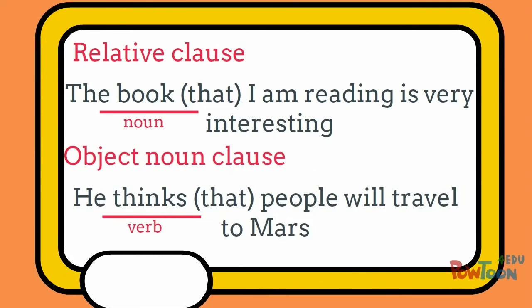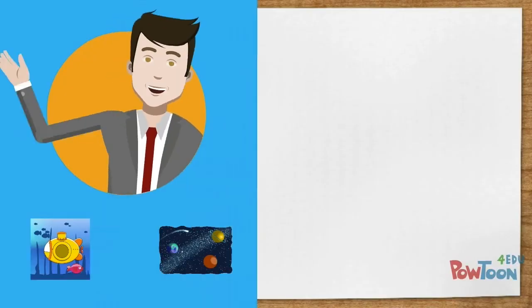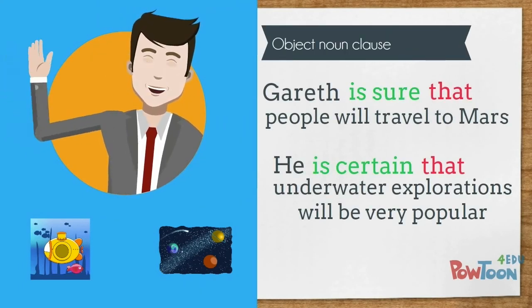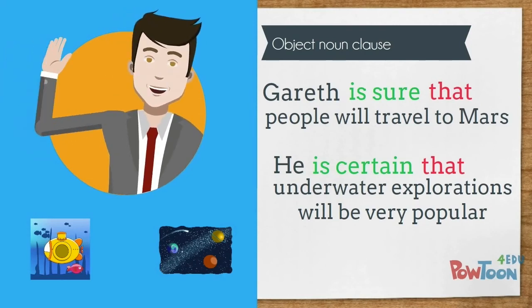But they look very similar. The book that I'm reading is very interesting. He thinks that people will travel to Mars. Gareth is sure that people will travel to Mars. He's certain that underwater explorations will be very popular. These sentences are a bit different, but again, we see here object-noun clauses.